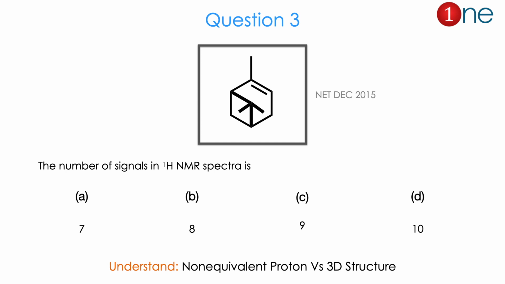From the structure and the possible values, you might realize they are asking whether any symmetry is there or not, whether any non-equivalent protons are there or not, whether any equivalent protons are there or not, or how you imagine the 3D structure. The answer is D. Let us see how.